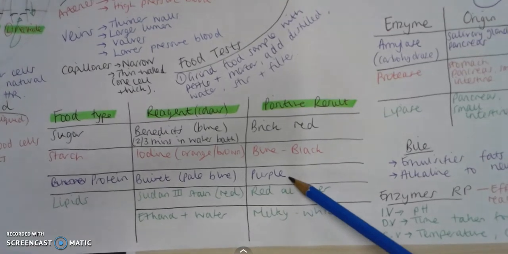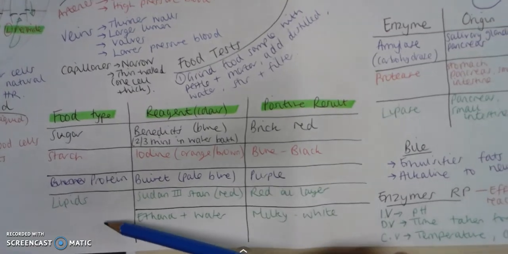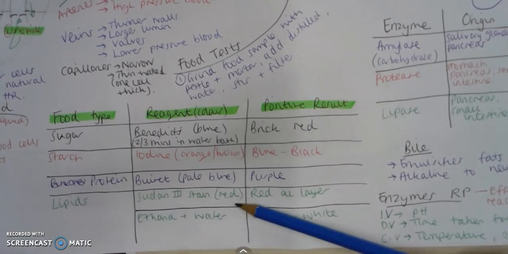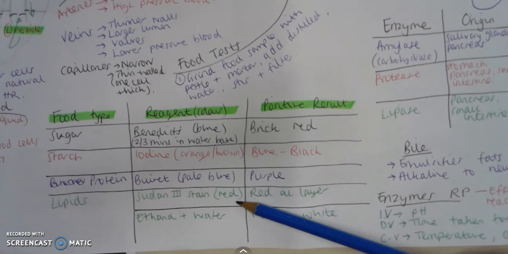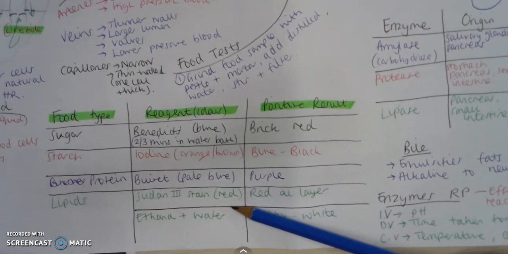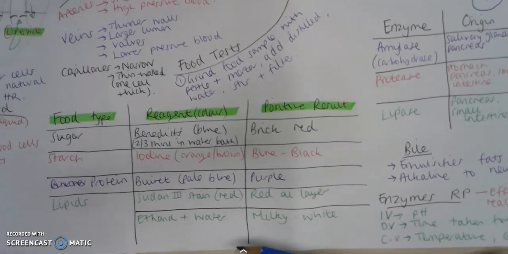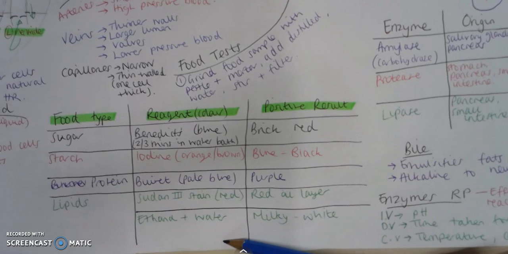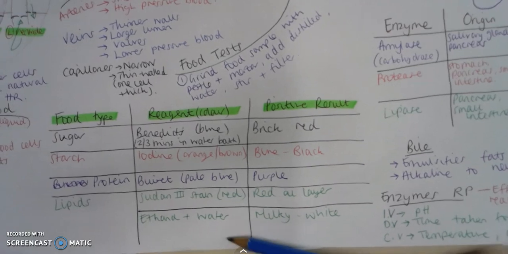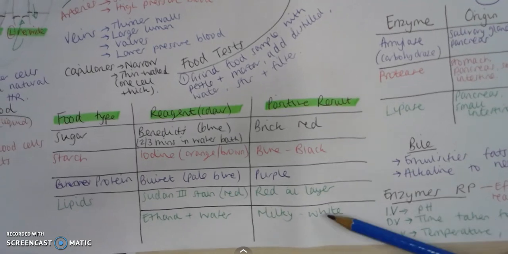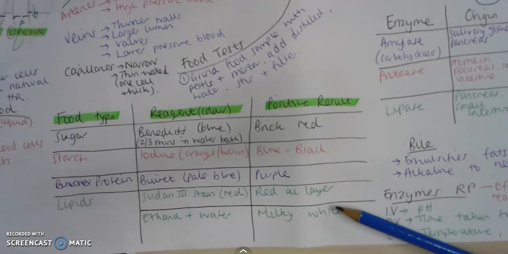And then your final food group, your lipids, your fats. 2 methods for this one. So Sudan 3 stain, which is red on its own. If you add that to lipids and fats and it's a positive result they're present, you'll get a red oil layer forming. Additionally, you can do a test where you add ethanol and water to your food sample. If fats are present, you'll get a milky white solution forming. So that's your food tests, summarised on that table there.